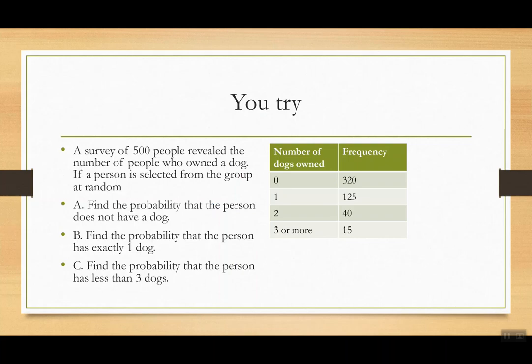So let's try again. I'm going to give you a couple, and you know what I always say, try them, pause the tape, come back, see how you did. So this is a survey of 500 people that revealed the number of dogs they owned. A person is selected at random. Let's find the probability that the person doesn't have a dog, has just one dog, or has less than 3. So pause me, try it, then come back.